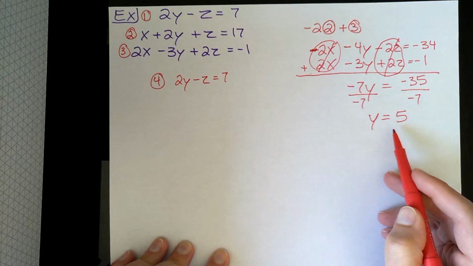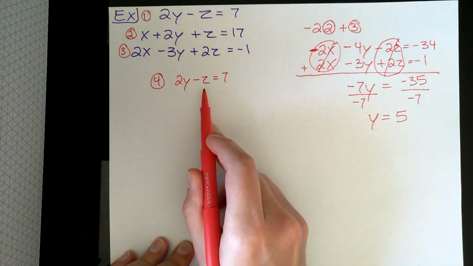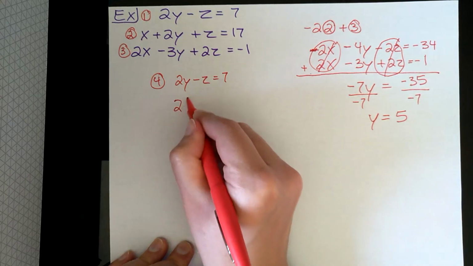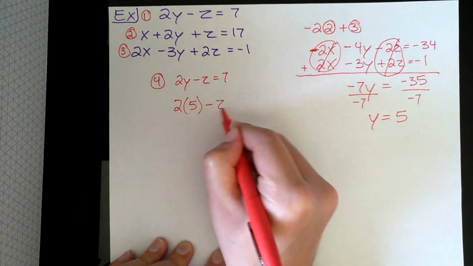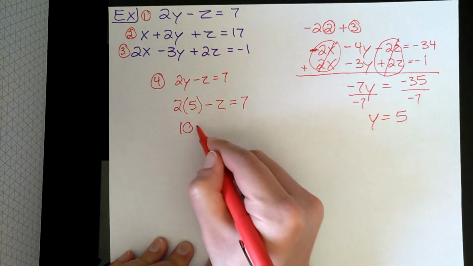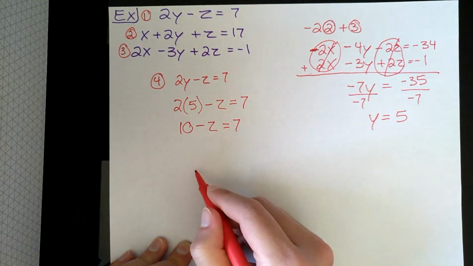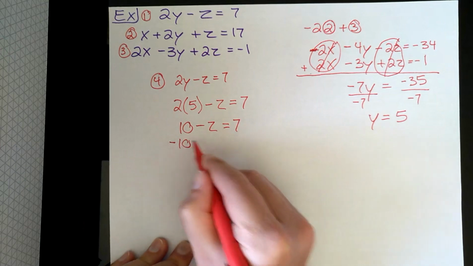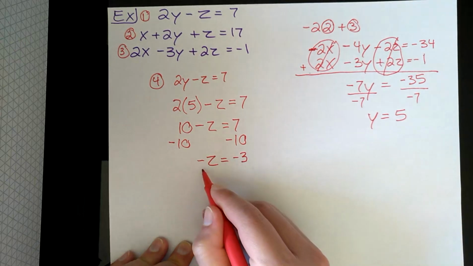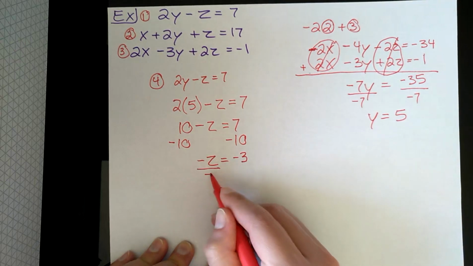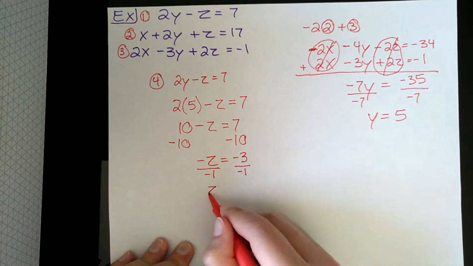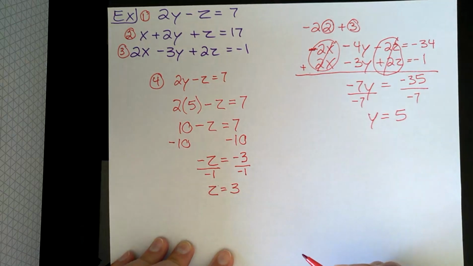And since we know y, and we have an equation with just y and z, we can plug this in to find z. So we get 2 times y is 5, minus z equals 7. So we have 10 minus z equals 7. Subtracting 10 from each side, we get -z equals -3. And finally, dividing each side by -1 or multiplying by -1, either way, we get z equals +3.